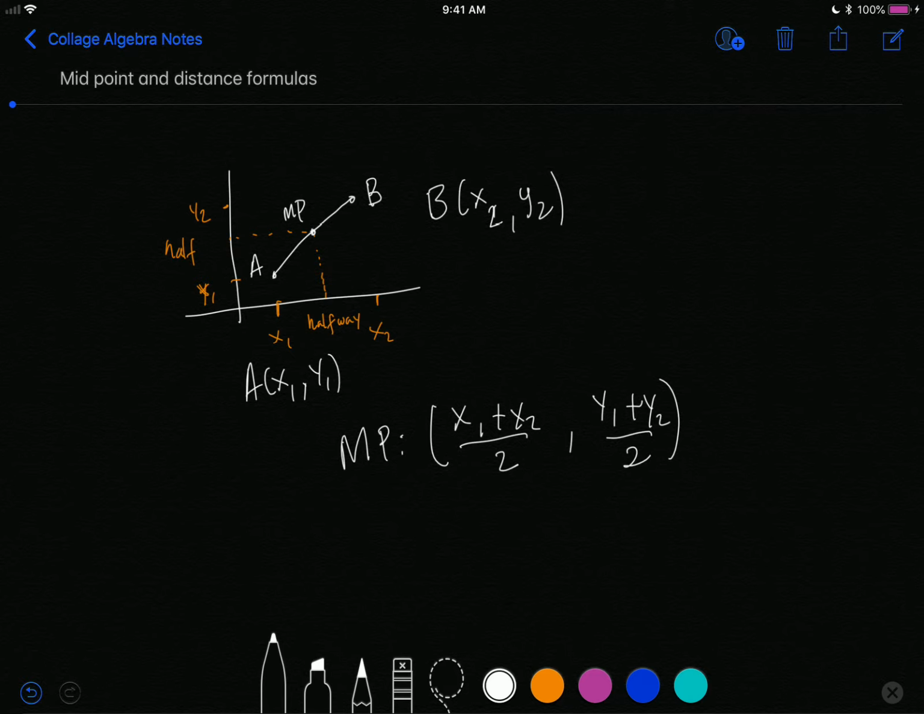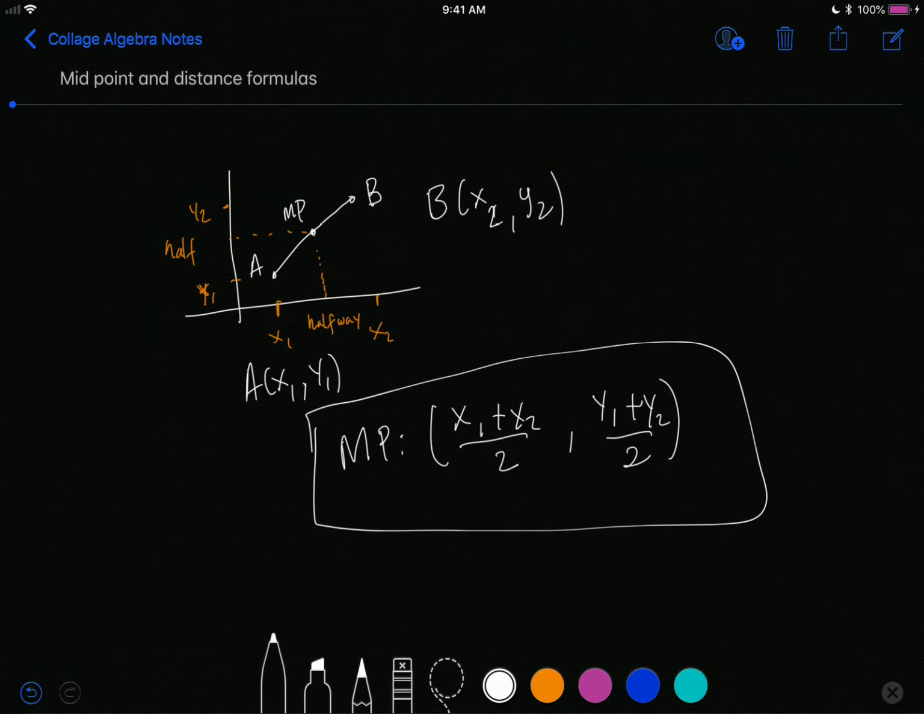of your line segment. Now you can only find the midpoint of a line segment. A line itself extends forever in both directions and thus cannot have a midpoint. So you have to have a starting and an ending position for us to find the midpoint. So that is your midpoint formula right there.